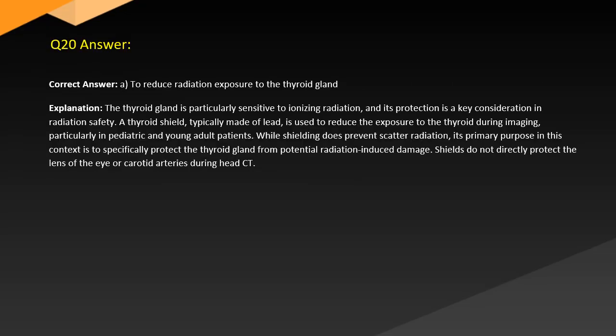Answer. Correct answer: A. To reduce radiation exposure to the thyroid gland. Explanation: The thyroid gland is particularly sensitive to ionizing radiation, and its protection is a key consideration in radiation safety. A thyroid shield, typically made of lead, is used to reduce the exposure to the thyroid during imaging, particularly in pediatric and young adult patients. While shielding does prevent scatter radiation, its primary purpose in this context is to specifically protect the thyroid gland from potential radiation-induced damage. Shields do not directly protect the lens of the eye or carotid arteries during head CT.